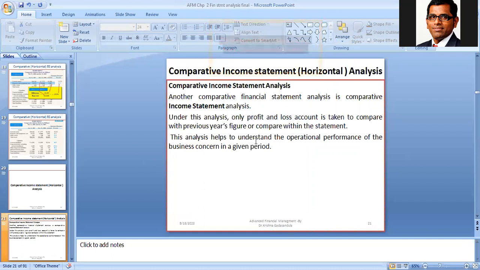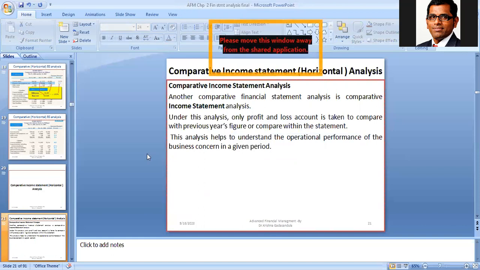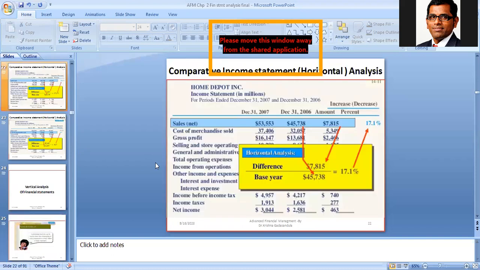This analysis helps to understand the operational performance of the business concern. How they are operating their business, how the operating expenses are increasing or decreasing, how the operating profits are increasing or decreasing. So like this, we can see by comparing with the previous year. Like the Home Depot company, the same income statement is here also.